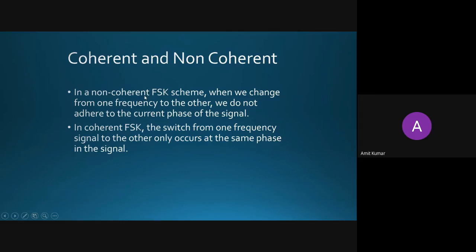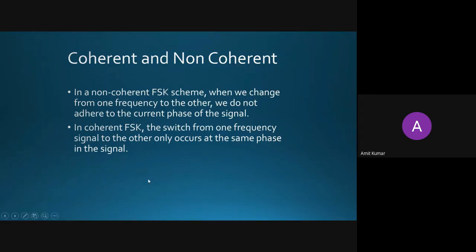In non-coherent FSK, whatever next signal you are going to receive will always start from zero, or if your data bit is changing, then it will start from zero. But in case of coherent, it will start from where your previous signal ended. So that is the difference between coherent FSK and non-coherent FSK. You just need to know about that. It is not that much important, just a thing which you should know.